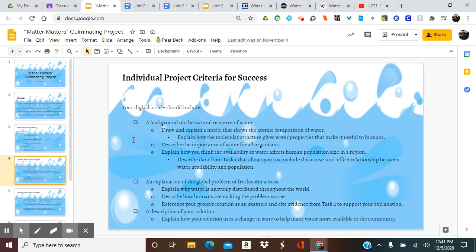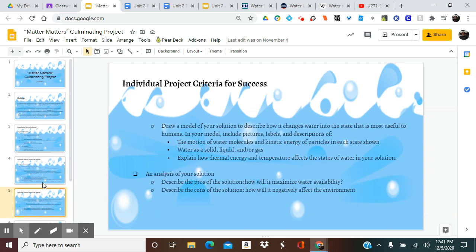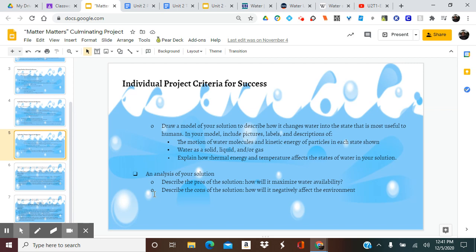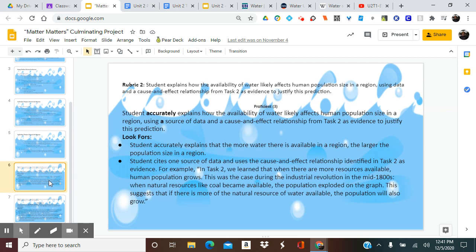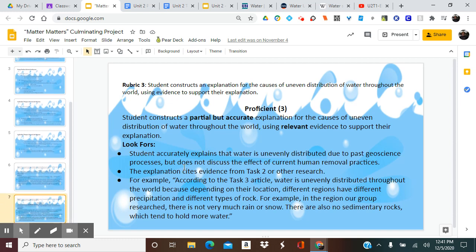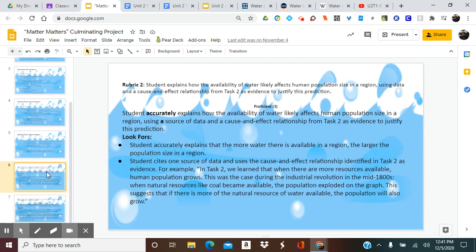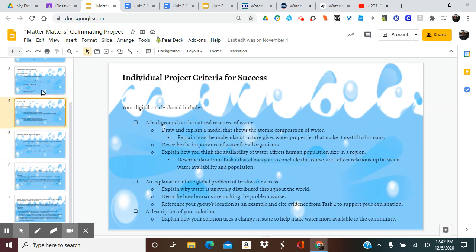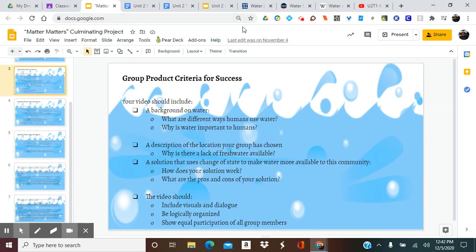It's going to cover natural resources, the water, and it's going to explain the global problem of freshwater access, and describe your solution to that problem. Then you're going to draw a model of your solution and an analysis of your solution. Okay, and these are the things that I'm looking for in your project. If you don't really know what we're doing, this is our end result over here. If you need to look at that, then please do that.